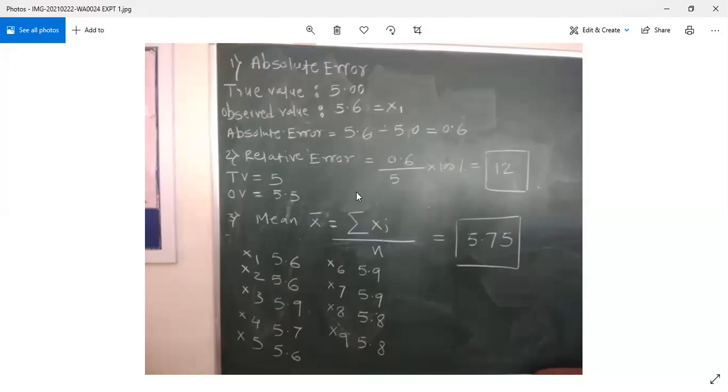Now one more is given for your practice. Do the practice and tell me immediately, orally, how much is the absolute error and how much is the relative error. 0.5 and 10%. Absolute error 0.5 and relative error 10%.